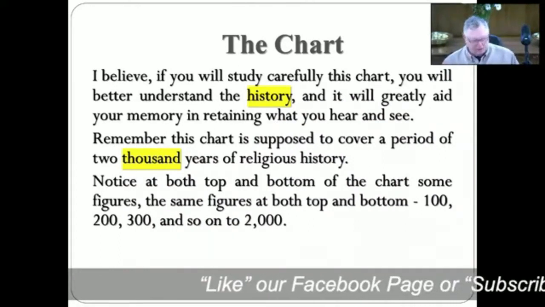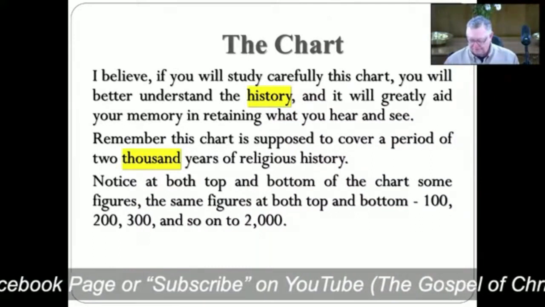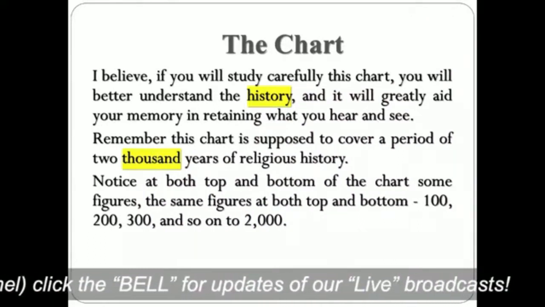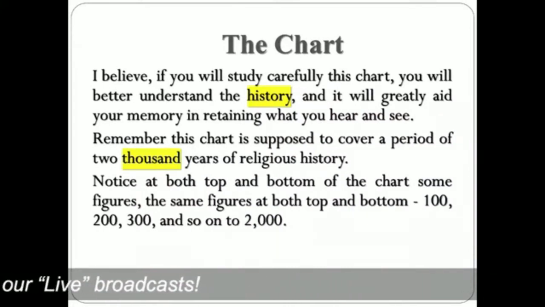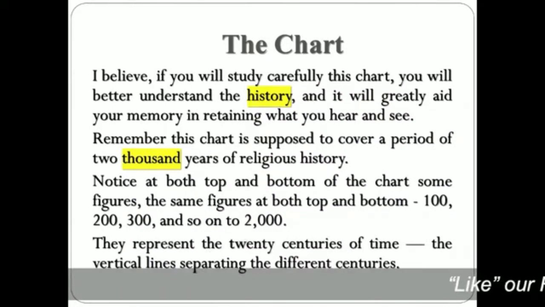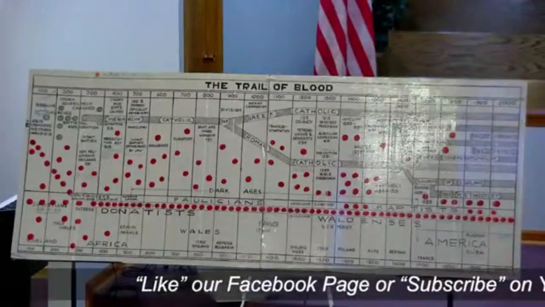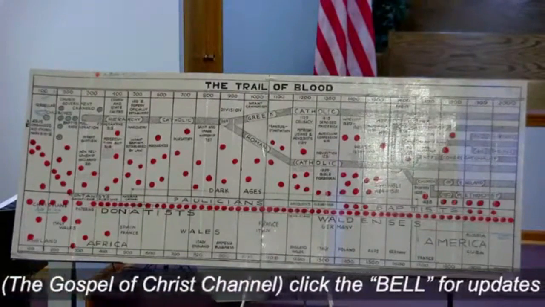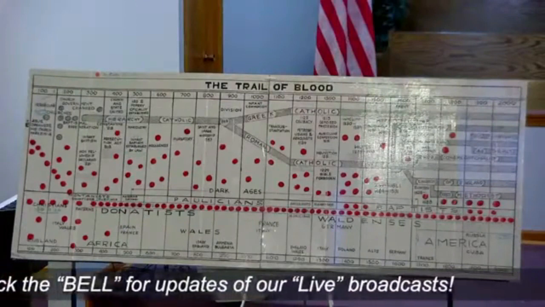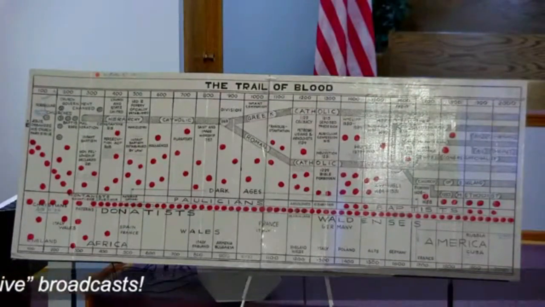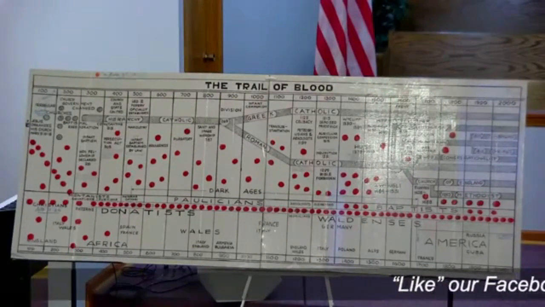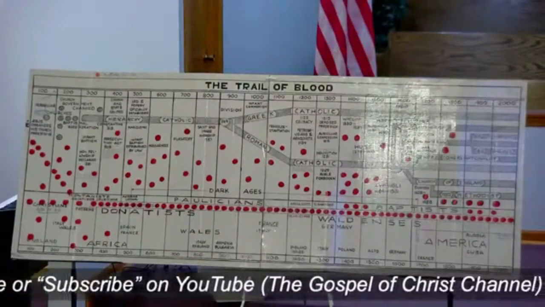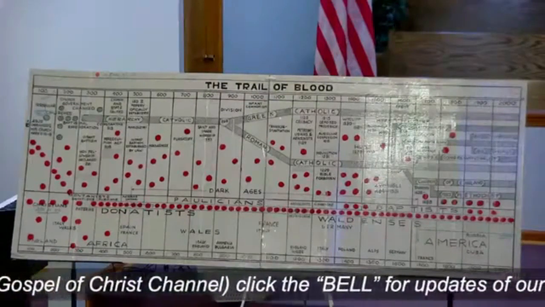Now notice at both the top and the bottom of the chart some figures. The same figures go at the top and the bottom: 100, 200, 300, and so on into 2,000. They represent 20 centuries of time. The vertical lines separate the different centuries. If you have your chart handy, it's probably easier to see than what it is up here.